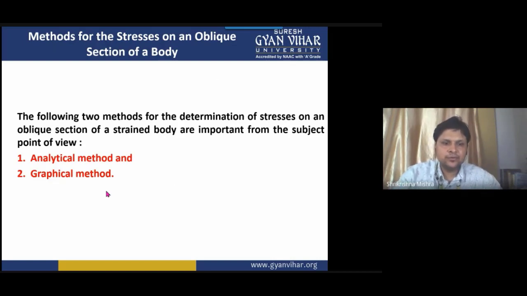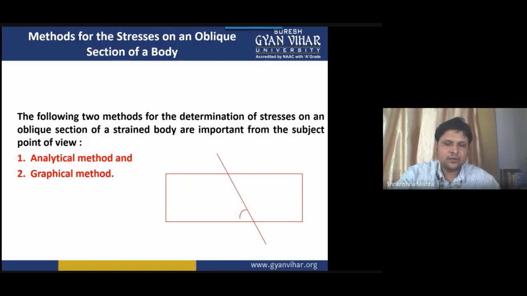As I have already told you, in order to calculate the stress acting on any inclined plane, for example this inclined plane AB, when there are different types of loading, for example uniaxial loading, biaxial loading, and also the complex stresses case, in which shear stress also acts along with the normal stresses, you can find the stresses along any inclined plane by the analytical method and also by the graphical method.